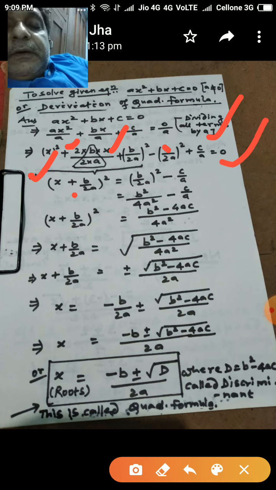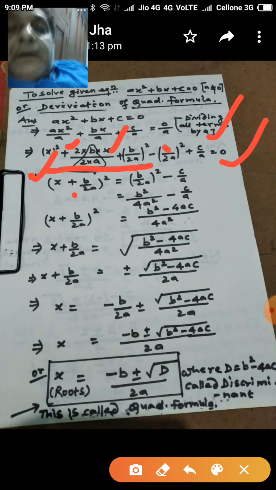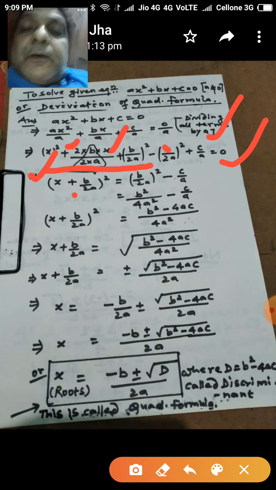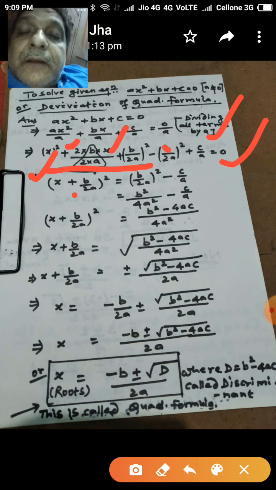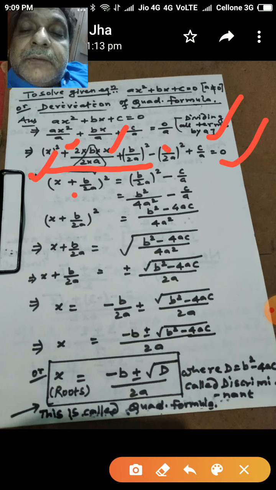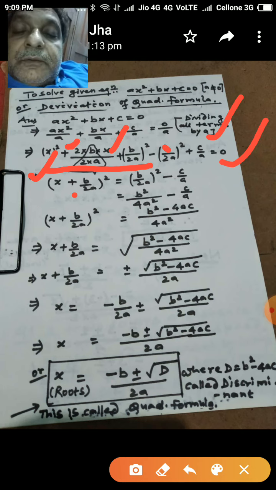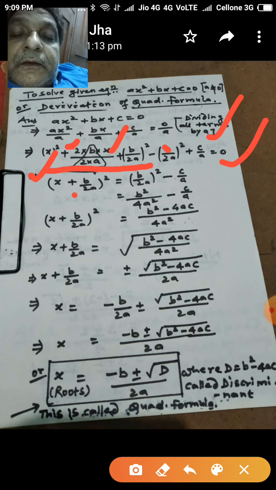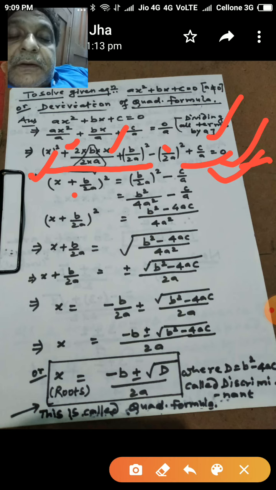Now you see the first three terms are an identity, a square plus 2ab plus b square, which is equal to a plus b whole square, that is x plus b by 2a whole square, as x is our a and b by 2a is our b. So x plus b by 2a whole square is equal to, now we bring the remaining terms to RHS, b by 2a whole square minus c by a.